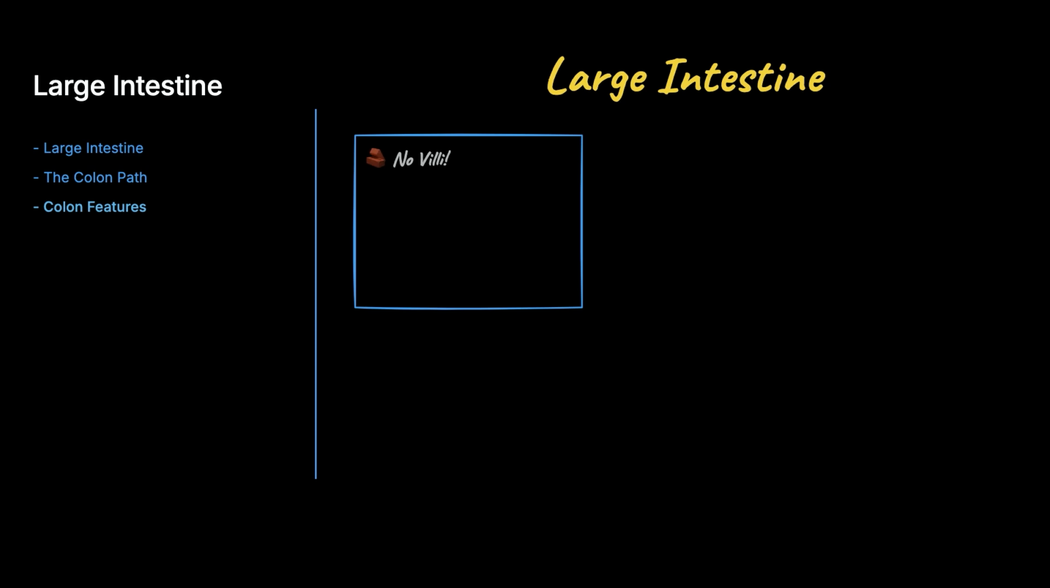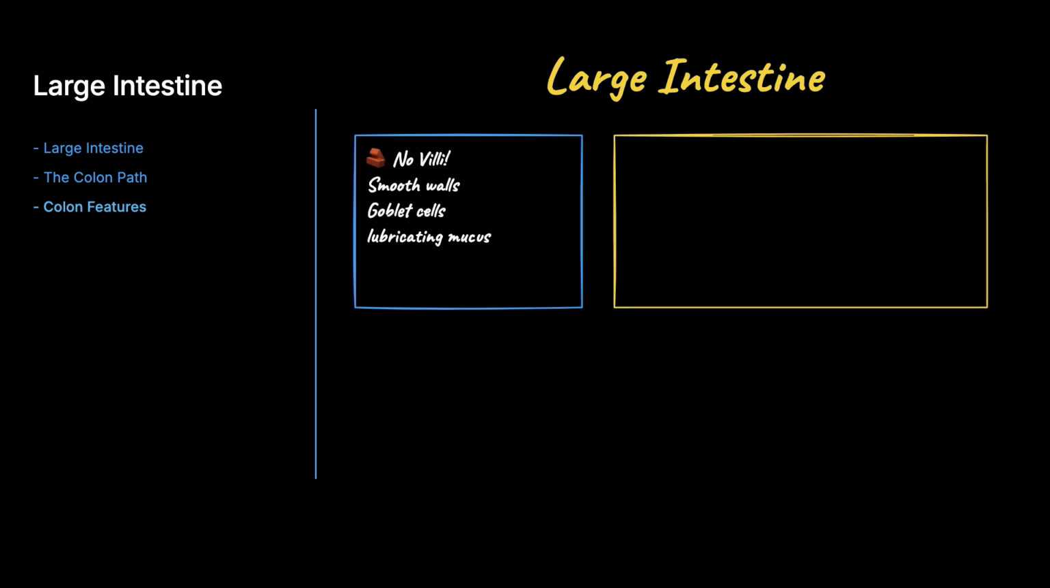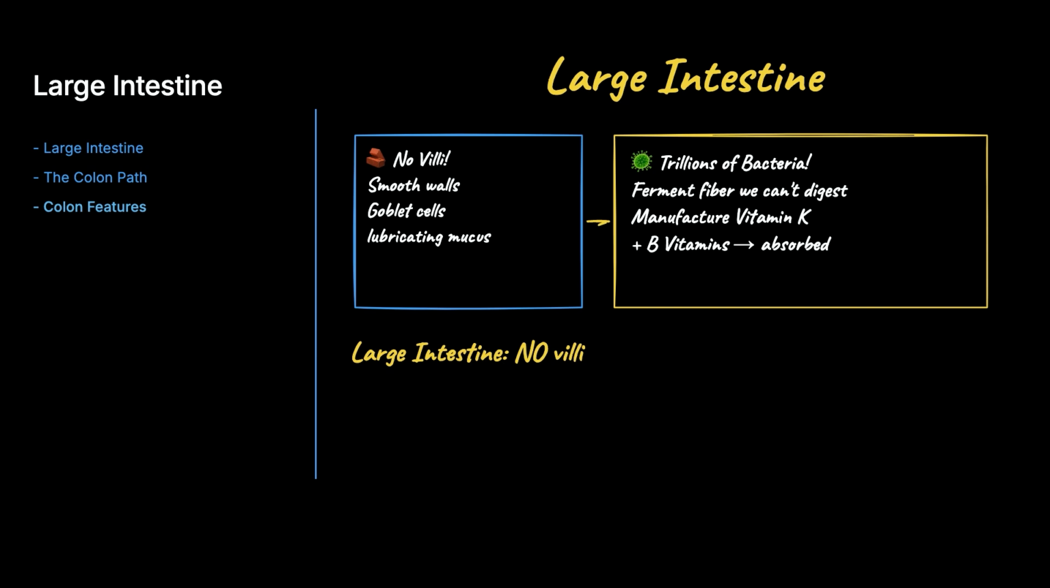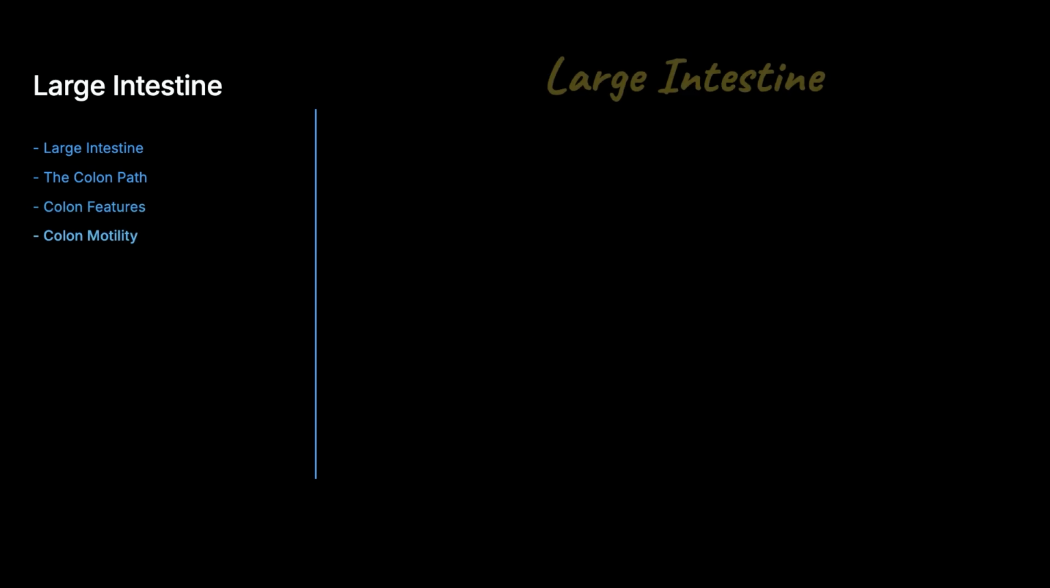The large intestine looks different too. It has no villi, since little nutrient absorption happens here, but plenty of mucus-producing goblet cells to lubricate feces. It also hosts trillions of bacteria. These microbes ferment fiber we cannot digest and even manufacture vitamin K and several B vitamins which we absorb.